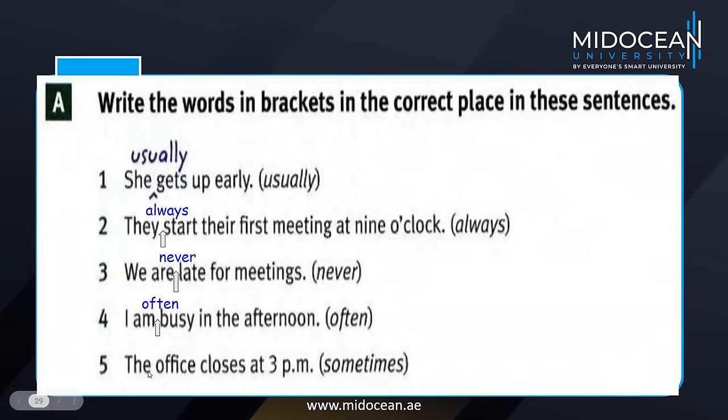Number five. The office closes at 3 p.m. We'll use sometimes. So here is the main verb. It will come before the main verb. So the office sometimes closes at 3 p.m.